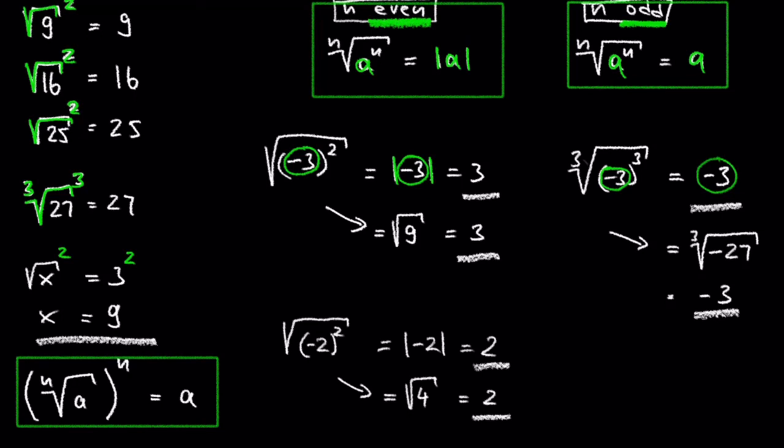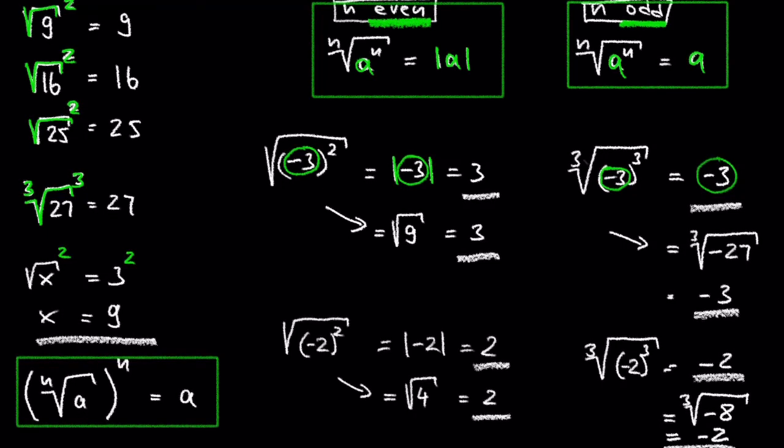What about this example? The third root of negative 2 cubed. According to the rule, this is negative 2. Let's check it. Negative 2 times negative 2 is 4, times negative 2 is negative 8. And the cube root of negative 8 is negative 2. So this is also true.